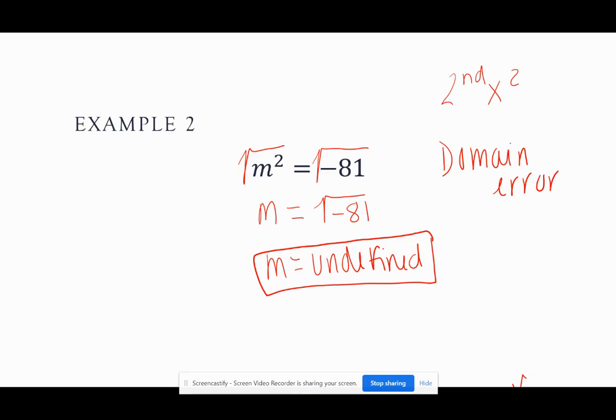I guess that was example 3. So we can fix that in our notes. So that is solving equations with square roots.